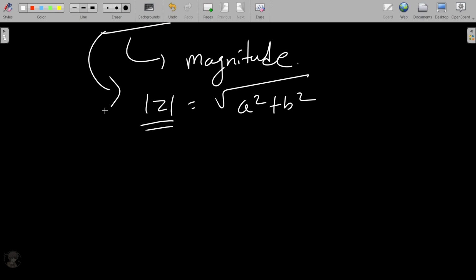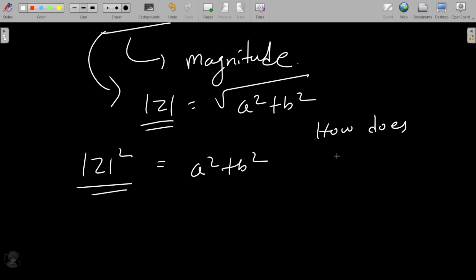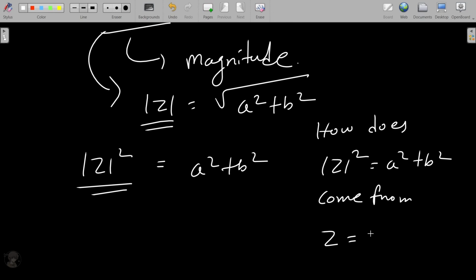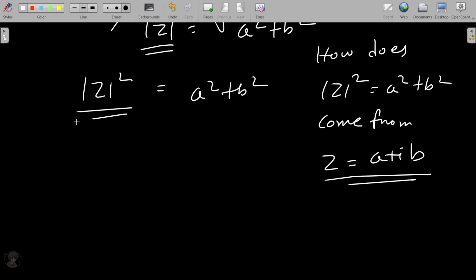So what is modulus z square? If we square both sides, modulus z square would be a square plus b square, because square and square root cancel. Now let me tell you how modulus z square equals a square plus b square comes from z equals a plus ib. Now I am explaining why we define it like this.